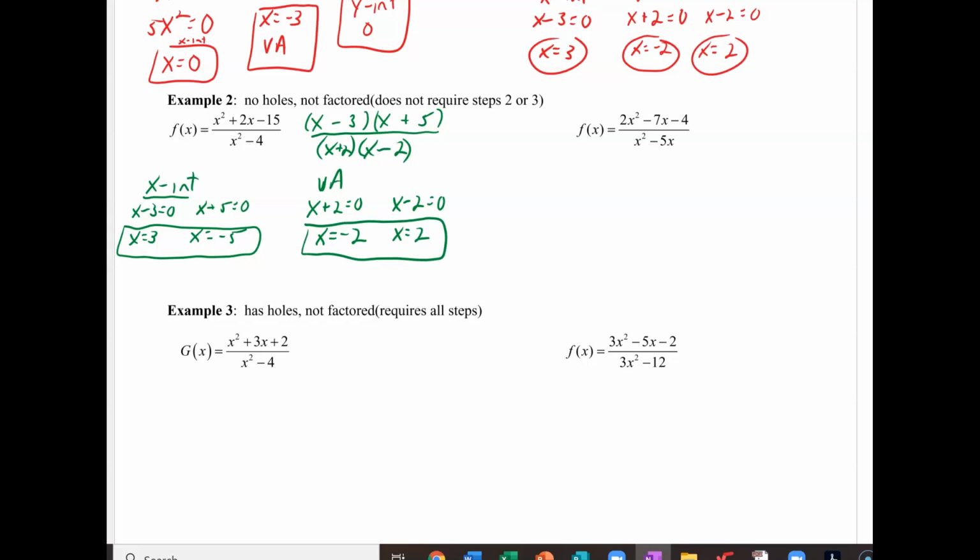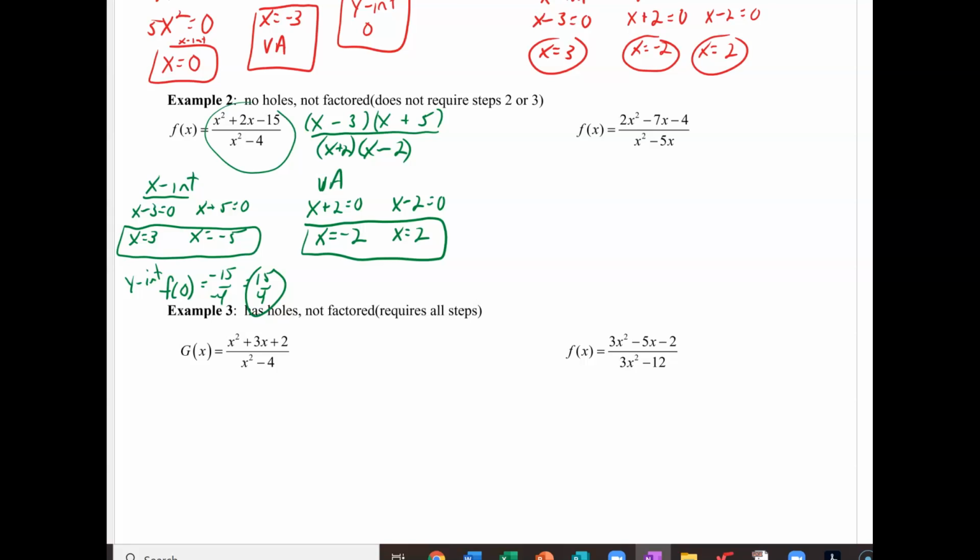And then the last thing here is just the y-intercept. So we're just going to find f of 0. This is the y-intercept. And for f of 0, I'm just going to look back at this because it's easier. All I have left, if I make x 0, is just negative 15 over negative 4. Negative 15 over negative 4 reduces to just 15 over 4. There's our y-intercept.